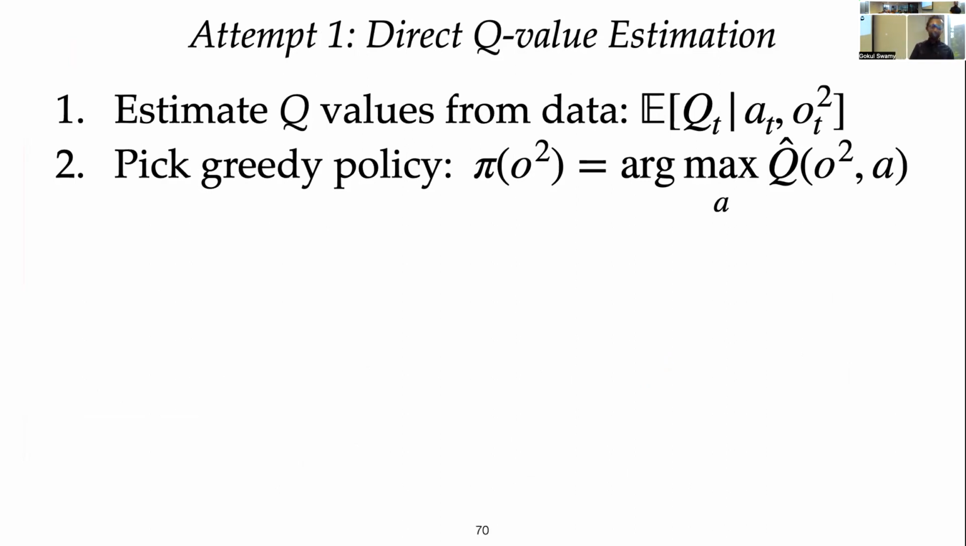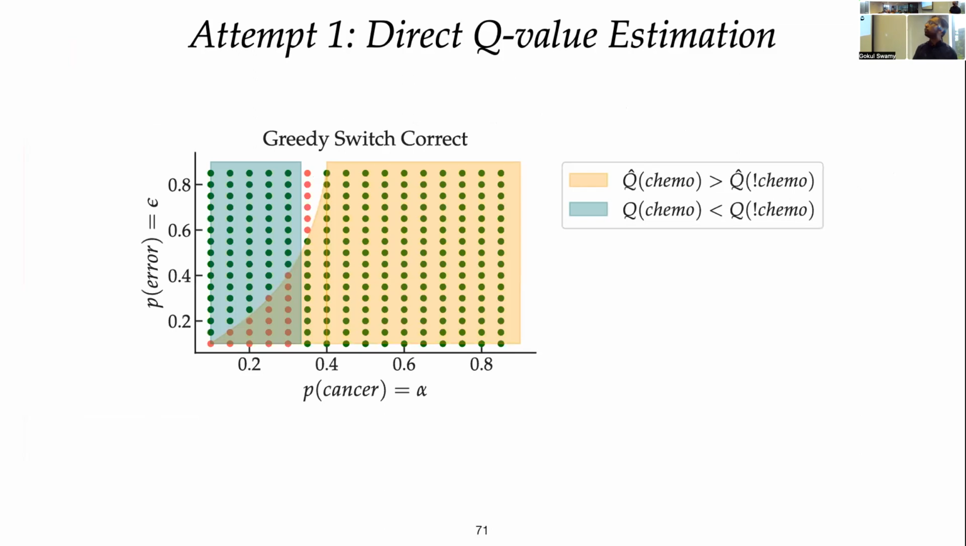Let me walk through it. I implemented basically the example I just talked about, and it really doesn't work. Here, alpha is the probability of having an underlying condition, and epsilon is the probability the doctor makes a mistake. I want to draw your attention to this lower left triangle. It's a really interesting triangle where very few people ever got cancer, and the doctor very rarely makes mistakes. So every time the doctor prescribes someone, sorry, tries someone on chemotherapy, they get better.